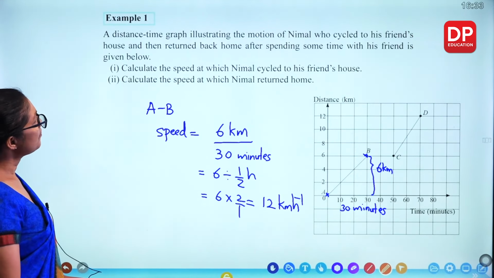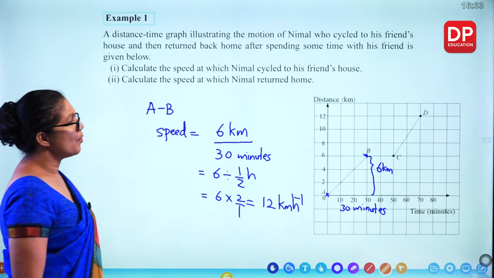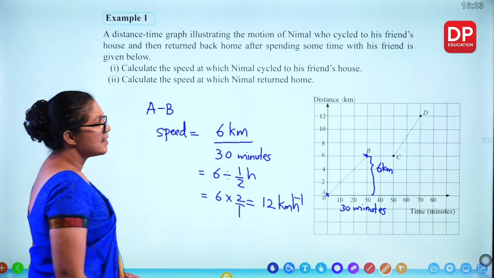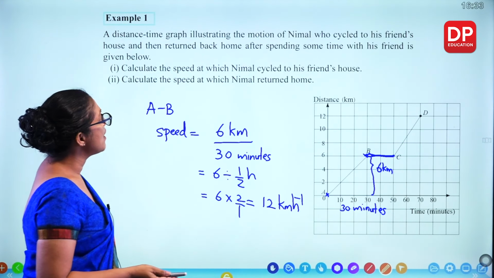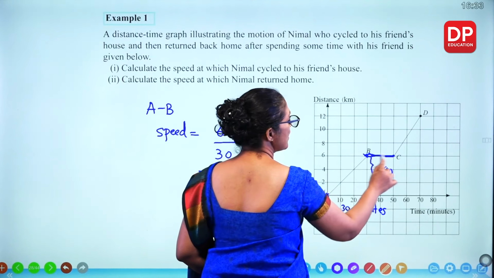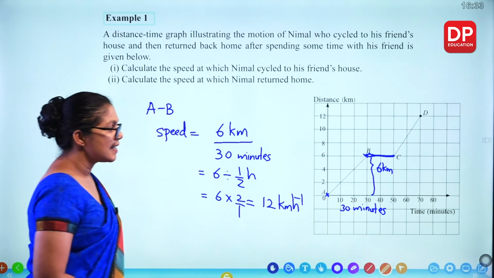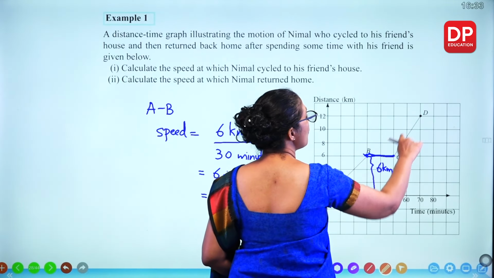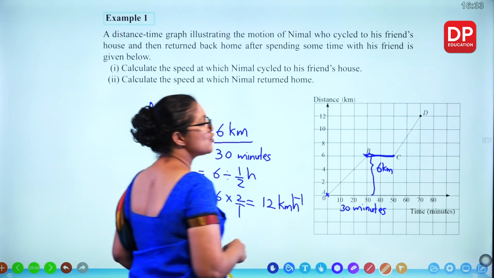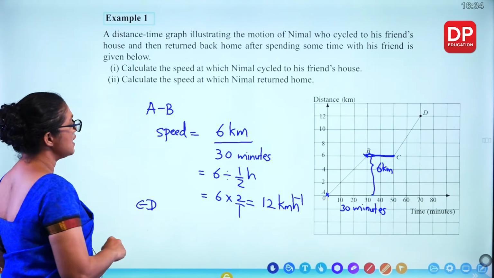Then what about the speed at which Nimal returned home? So B to C is the time he spent with his friend. Nimal spent his time with his friend. So 20 minutes he stayed there and then started to go home. So that is C to D. When you take C to D, what's the speed?